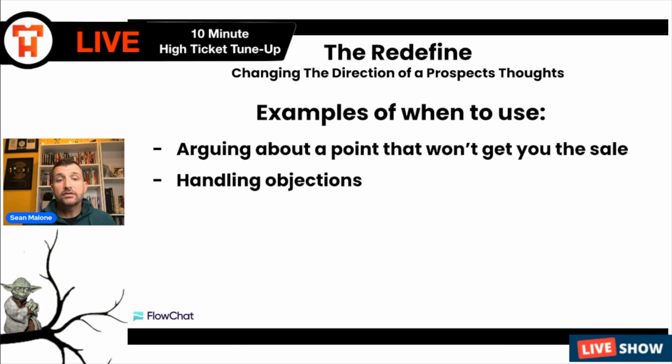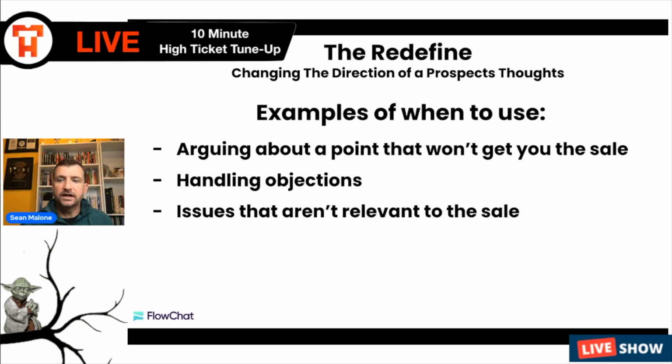Another one, if you ever get thrown an objection that you don't know how to handle, this technique will help you solve it. So again, if somebody throws some objection at you that you're just like, oh my God, I have no idea how to do that. What do I do? Use this technique, the Redefine. I'm about to share it with you.